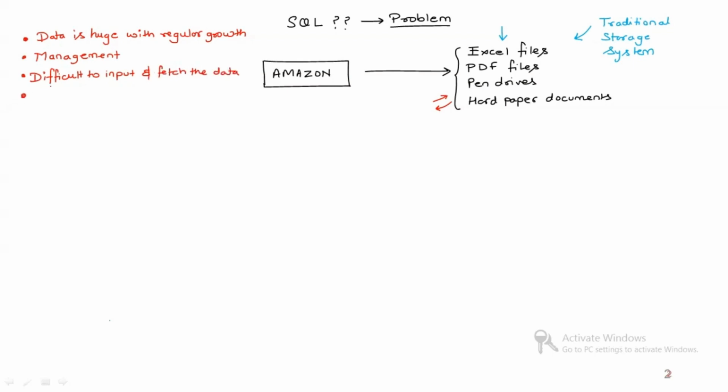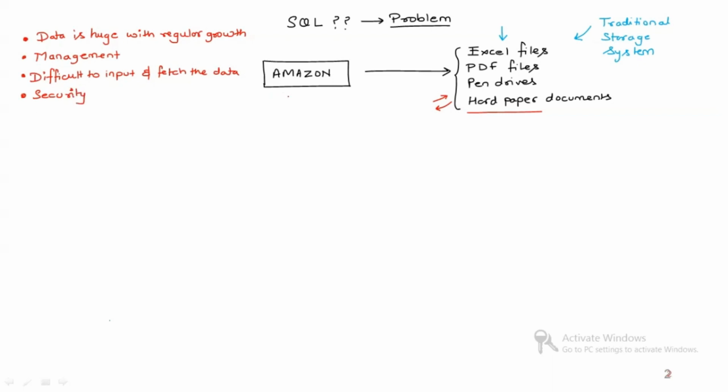The next problem is with security, because if the company wants their data to be secure, I don't think these traditional storage systems provide a very good level of security, right? Because everyone can easily access an Excel file. The only security you can add in an Excel file is a password, which is easy to crack if you know the C language. So security is another problem. These are the major problems that the company would face, right?